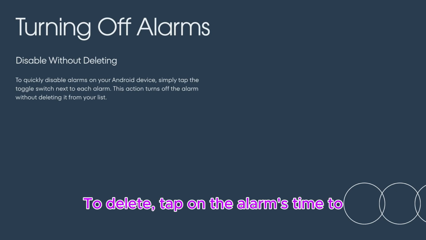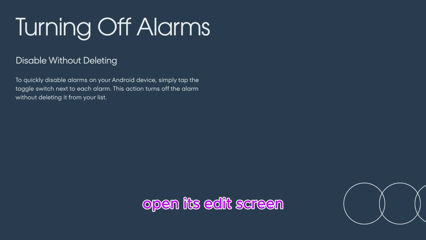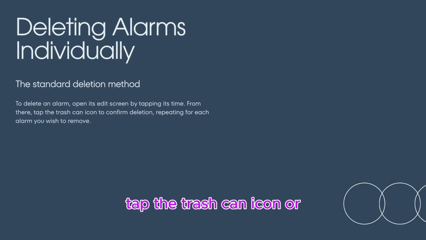To delete, tap on the alarm's time to open its edit screen. At the bottom, tap the trash can icon or delete. Confirm deletion. Repeat for every alarm.